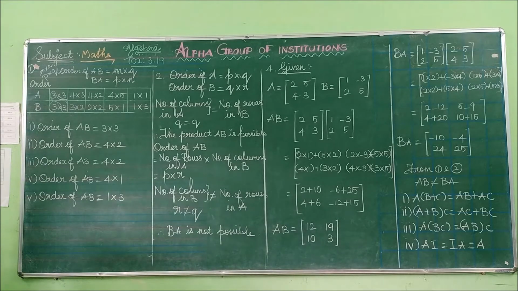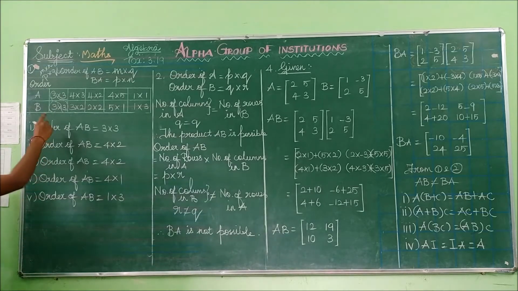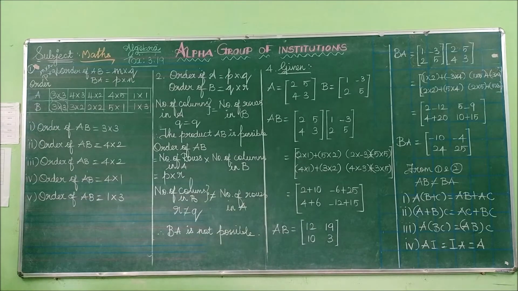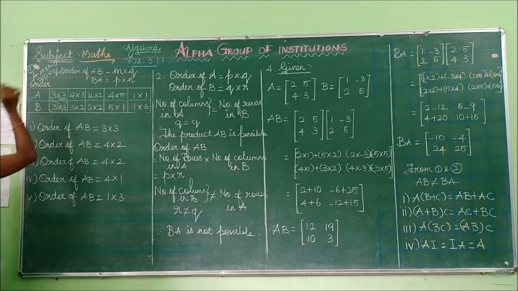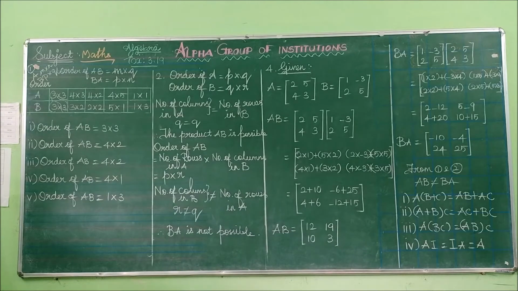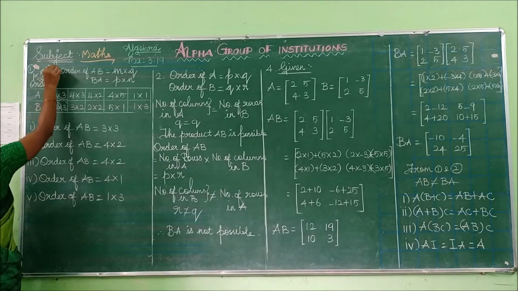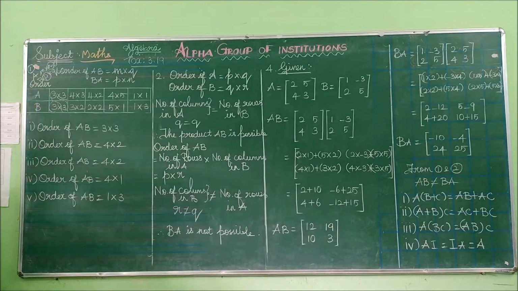So listen to the next note. If the matrix A is of order m cross n, and the order of the matrix B is p cross q, then the order of AB will be... AB is possible only when n equals p.